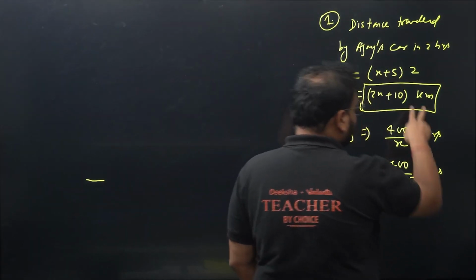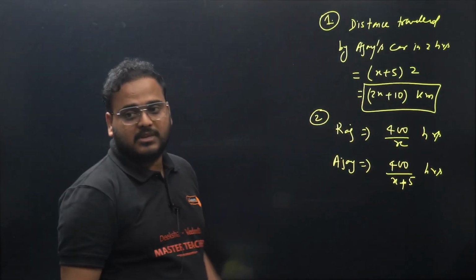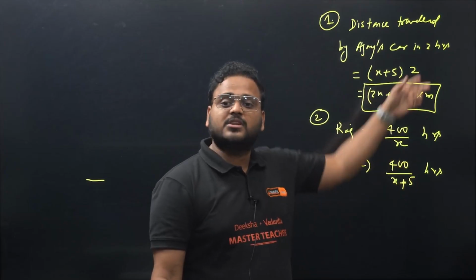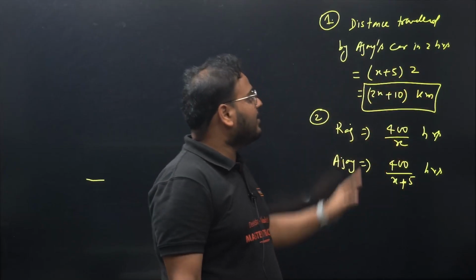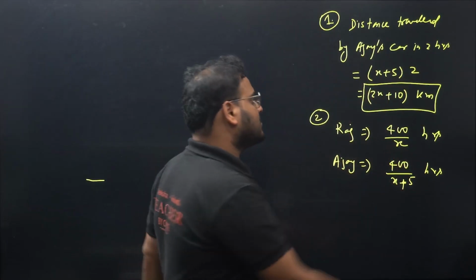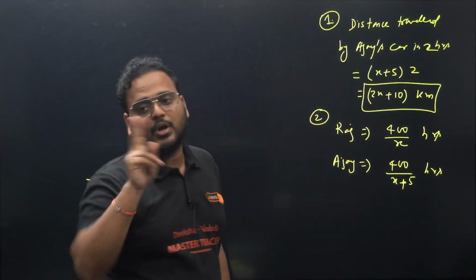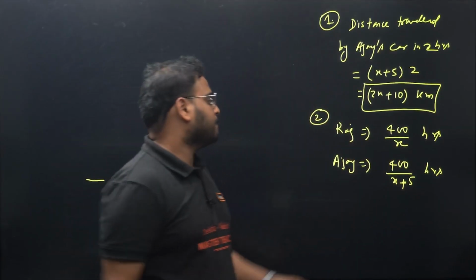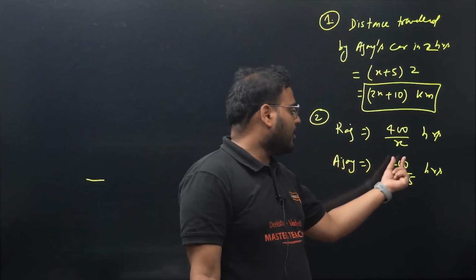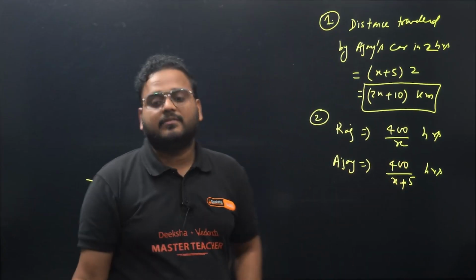Don't take this as 2 hours, okay? This 2 hours is not the total time. This 2 hours is just the time they have travelled, some distance they have travelled, not the total distance, okay? This 2 hours represents some distance that they travel in 2 hours, not the total distance. Okay. Total time will be what? 400 kilometers by x plus 5, which is the speed.